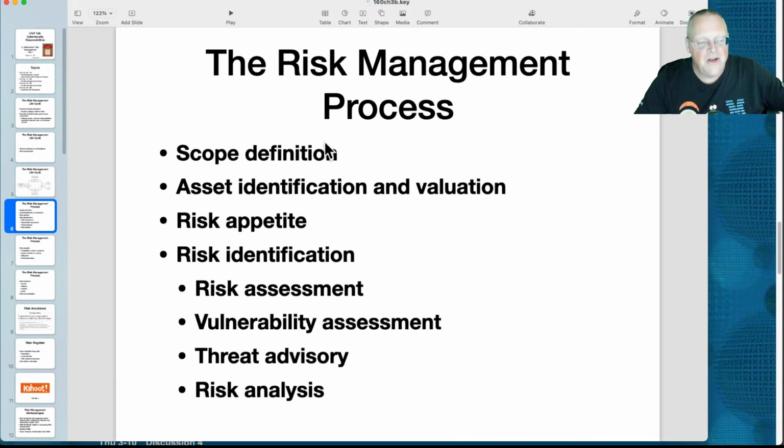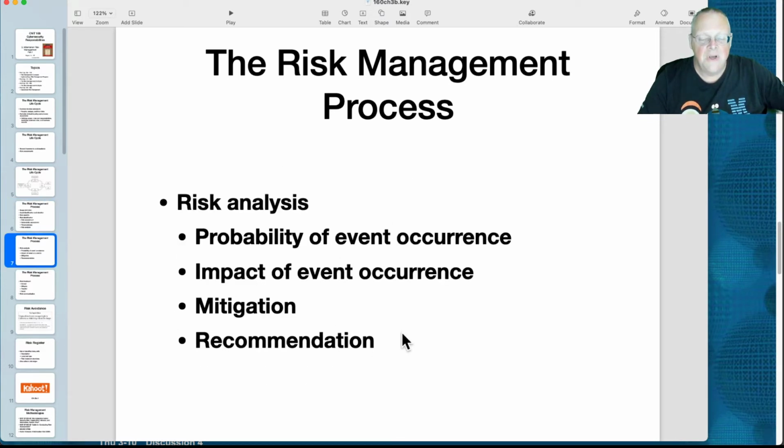So that's it. You define your scope, your asset valuation, and identify your risks, analyze them, considering how likely the thing is to occur, how much harm it would cause if it did occur, and that guides you for what kind of mitigation is appropriate.